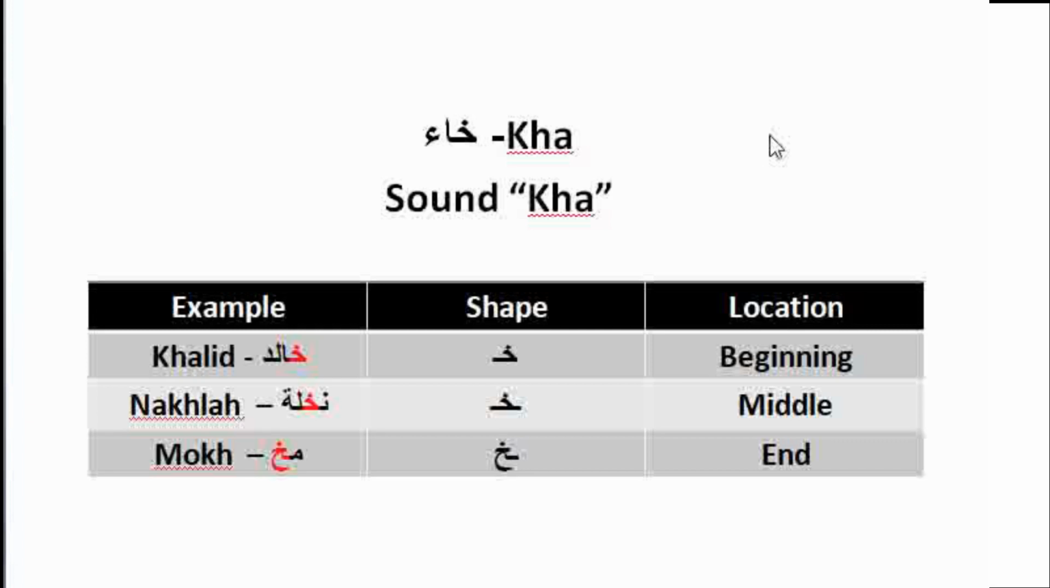Let's take an example. At the beginning of the word, this is how it looks. An example is Khalid. In the middle, it's Nakhla. An example is Nakhla, which means palm, a kind of tree, which gives us dates. At the end, it's Mukh, which means brain. Let's go to the next one.